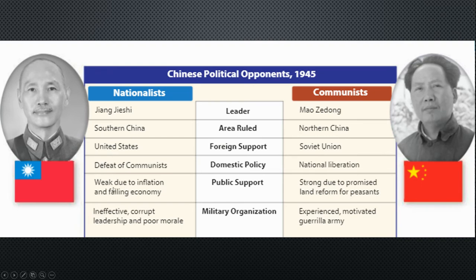But at the same time, they were not the most popular group with the people of China. And when we look at their military leadership, well, we can see that they were ineffective, corrupt, and really did not have a lot of great morale.